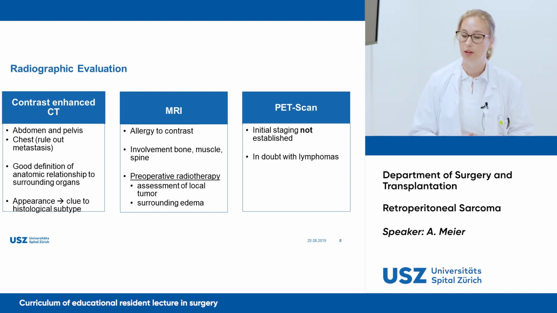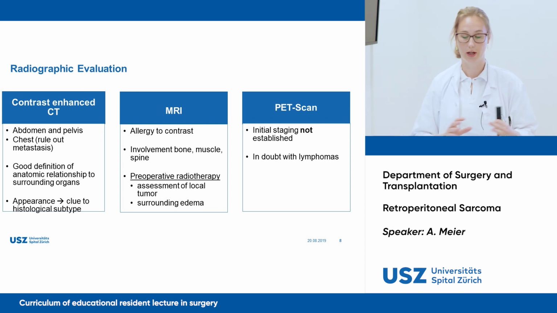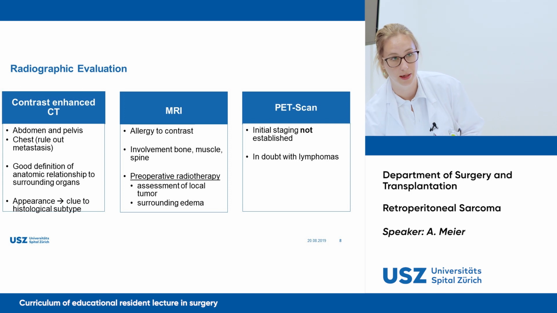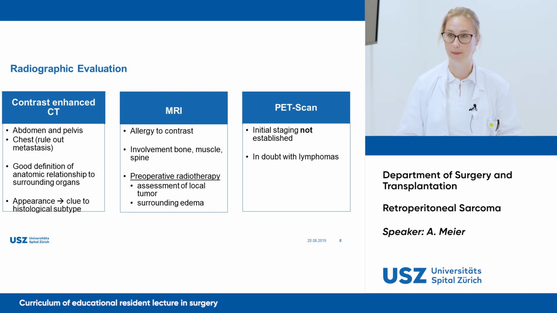There is a good definition of anatomic relationships to the surrounding tissue, so we can get an impression of where it's lying and what the connecting part is, and often the appearance of the tumor gives a clue as to which histological subtype it might be. I will come to this later. An MRI is indicated if we have an allergy to contrast, or if we suspect involvement of bone, muscle, or spine.